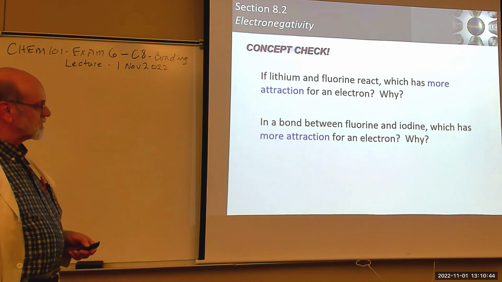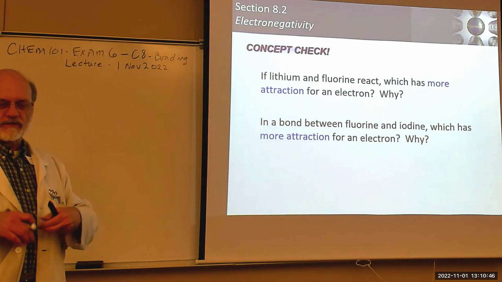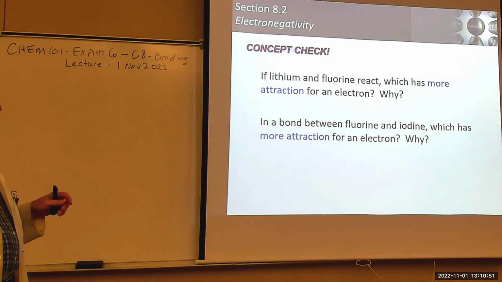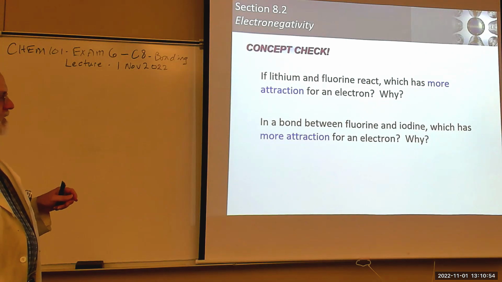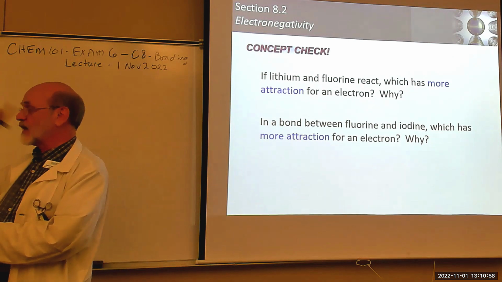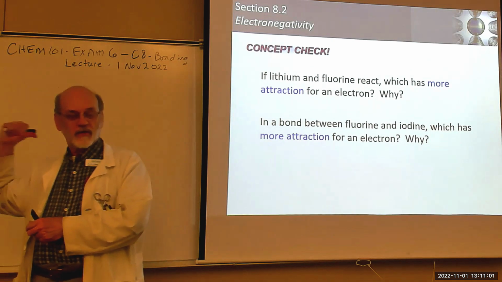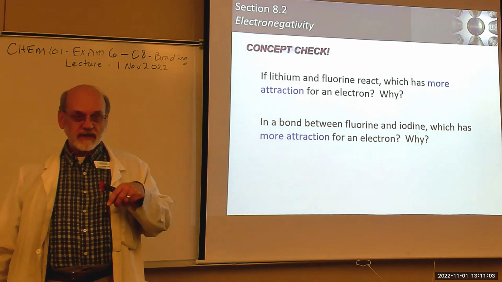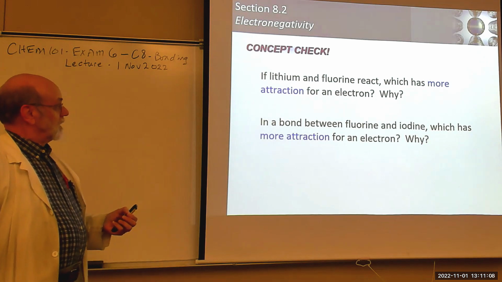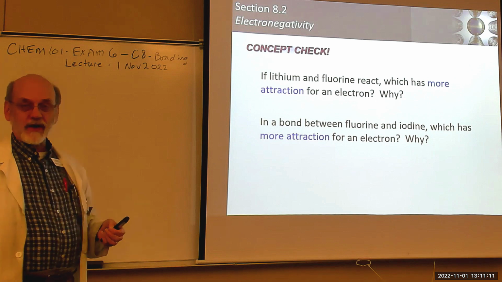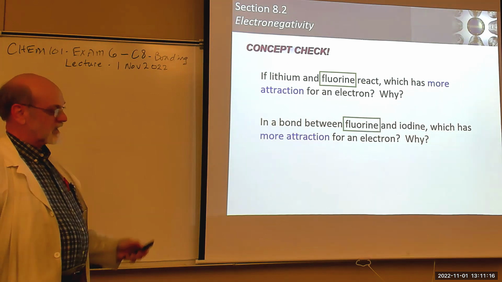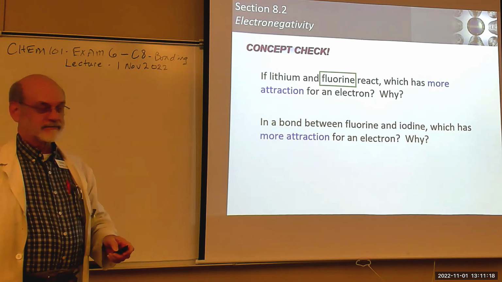All right. So let's see if we can use that trend to answer these questions. If lithium and fluorine react, which has more attraction for an electron and why? Well, look where they are on the periodic table. Lithium's way over there on the left, fluorine's way over here on the right. So lithium should be the lower electronegativity, fluorine should be the higher. So the higher attraction, of course, is going to be fluorine because its electronegativity is higher.